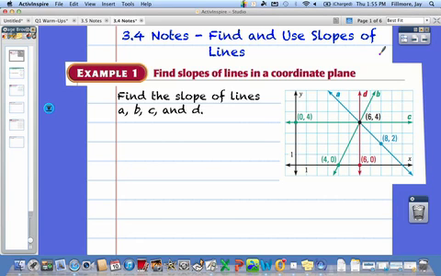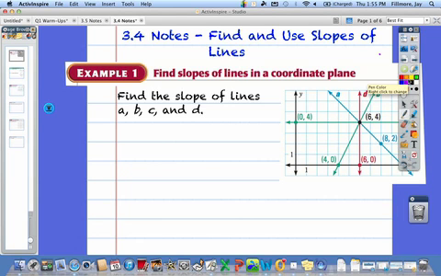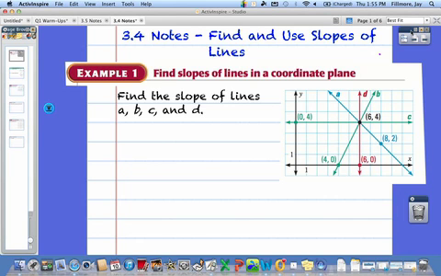Hello ladies and gentlemen, today we're talking about section 3.4, which is finding and using slopes of lines. And we're going to talk a lot about parallel and perpendicular lines because that's kind of the center focus of the chapter we're in right now. And starting with this one, we're going to do a review of how we can find and calculate the slope of a line. And there's one of two methods we could use to do this.